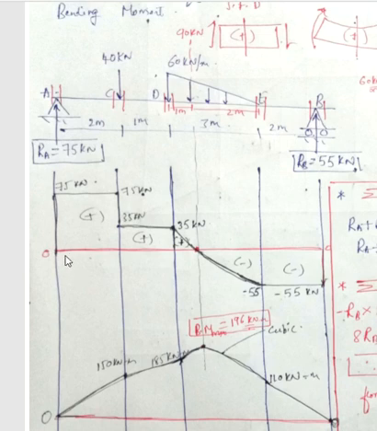Now for plotting SFD, draw a horizontal line which represents zero shear force. Start from this section and come from the right side. Remember this, that there is a UVL. If this was having 0 at this point and maximum value at this point, definitely I would have gone from this end, not from this end.